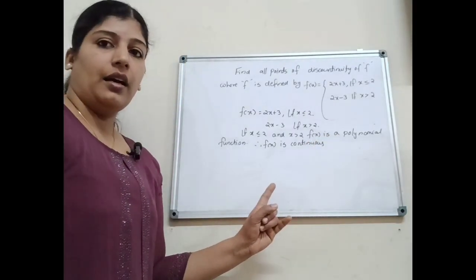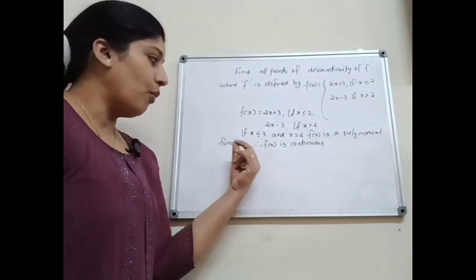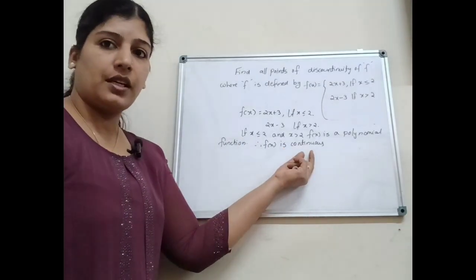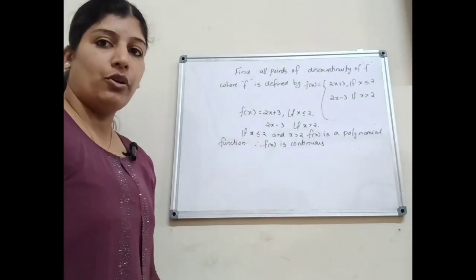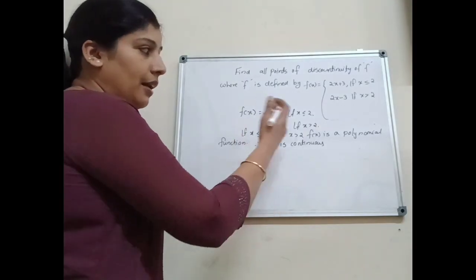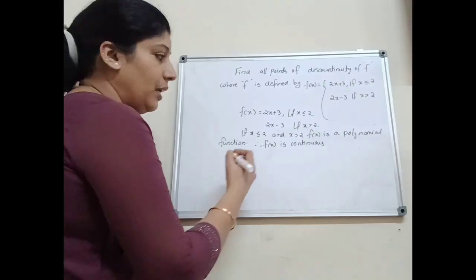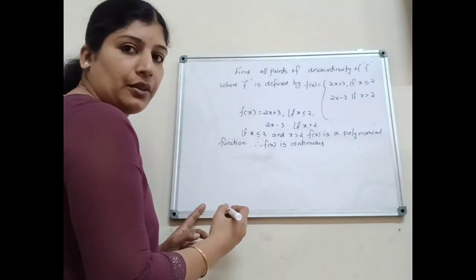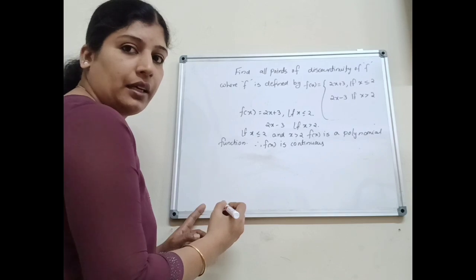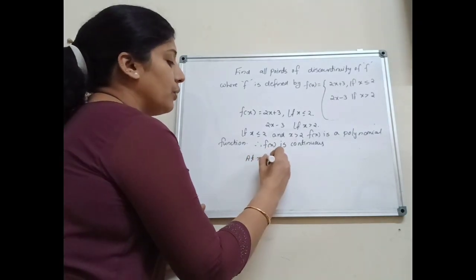Here, for x less than or equal to 2 and x greater than 2, f of x is a polynomial function. That is why f of x is continuous. Next, we have to check whether f of x is continuous at x equal to 2. Left hand limit and right hand limit are continuous because it is a polynomial function. Next, we can check at x equal to 2 if f is continuous or not. That is why here we have to find out the left hand limit and right hand limit at x equal to 2.